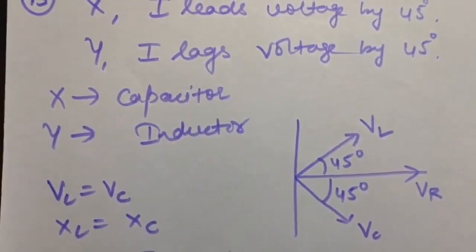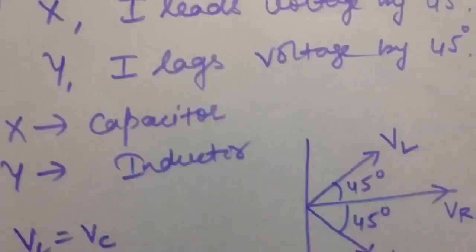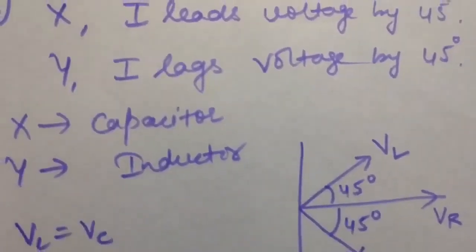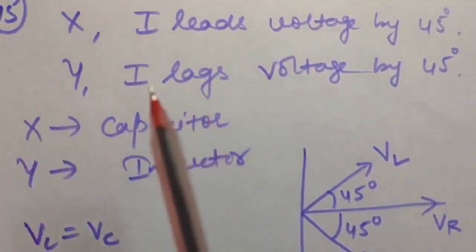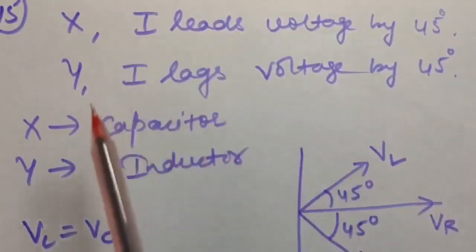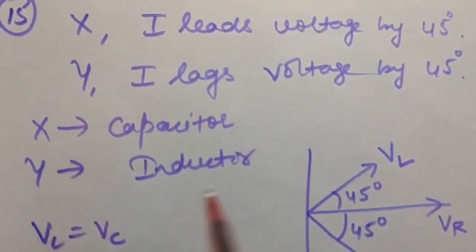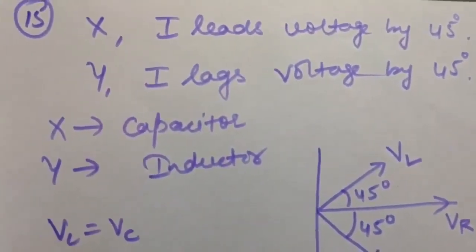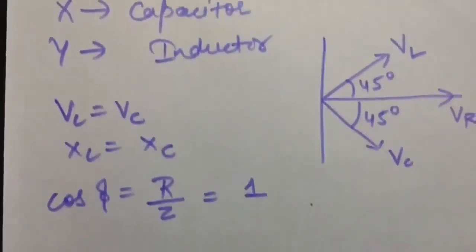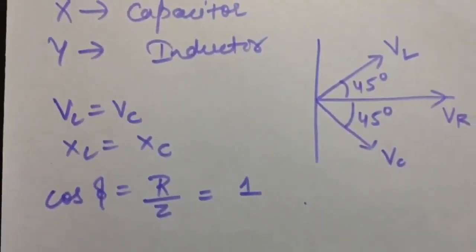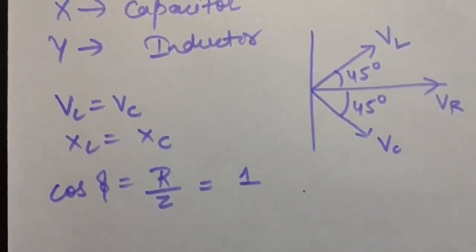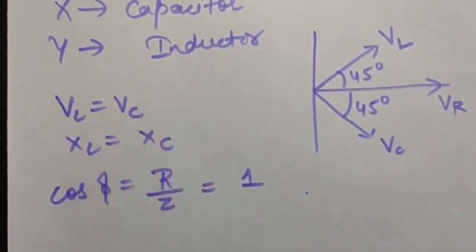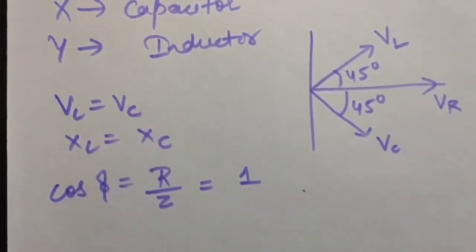Okay, so now you know current leads voltage when the capacitor is used. So X will be the capacitor, and current lags voltage when the inductor is used. So Y will be your inductor. Now you have to calculate what the power factor will be. As you know, VL and VC are inclined at the same angle with VR. Therefore, VL should be equal to VC. And if VL is equal to VC, that means XL will also be equal to XC.